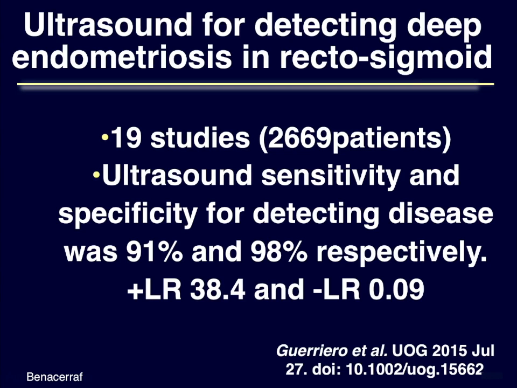Now, very recently, Guerriero looked at 19 studies in a very large exercise looking at 2,669 patients, and found that the sensitivity of ultrasound for detecting deep endometriosis was 91% and the specificity 98%. And you can see very, very good likelihood ratios, positive and negative.